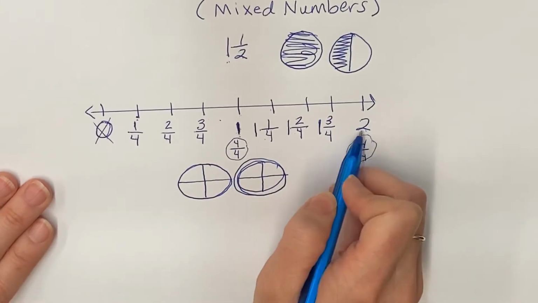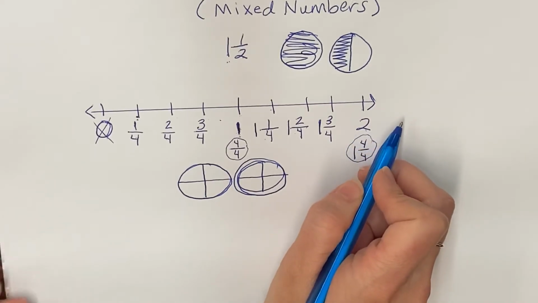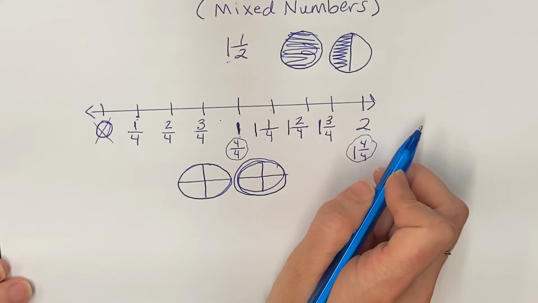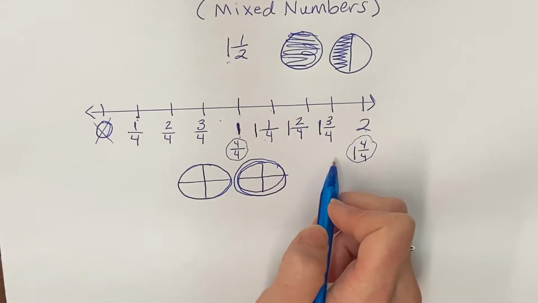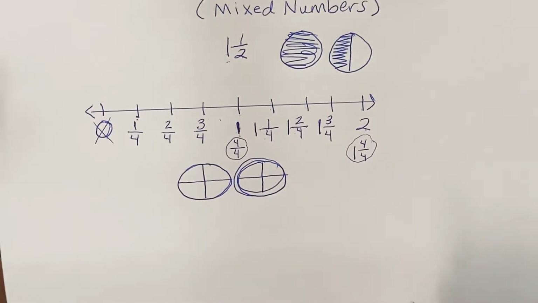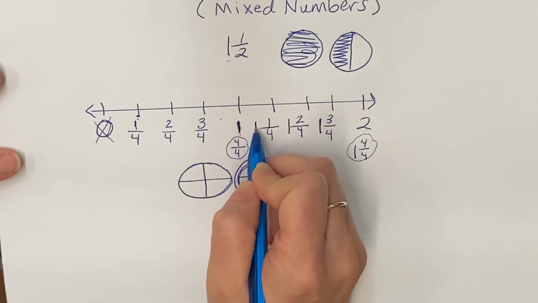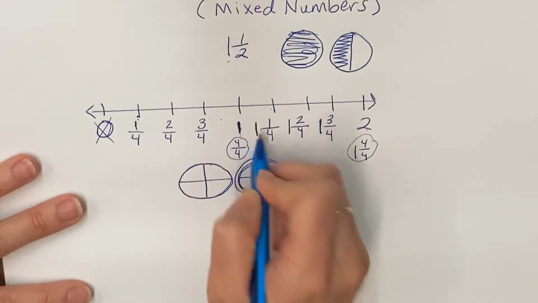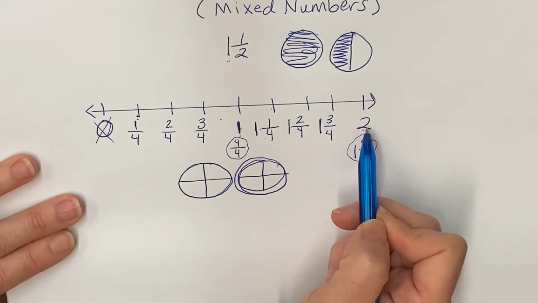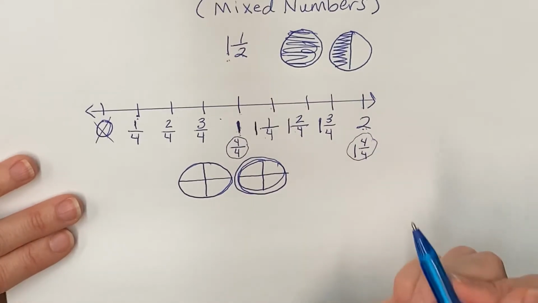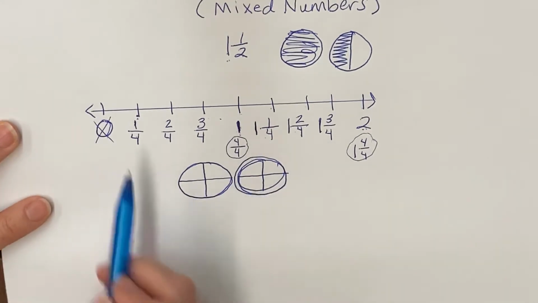If it were to go on, it would say 2 1/4, 2 2/4, 2 3/4, 3. 3 1/4, 3 2/4, 3 3/4, 4. It is just a pattern over and over and over again. The fractions stay the same. The only thing that changes is the whole number. So once you pass that 2, you would invite the 2 to the party and put the 2 in front of the fraction.